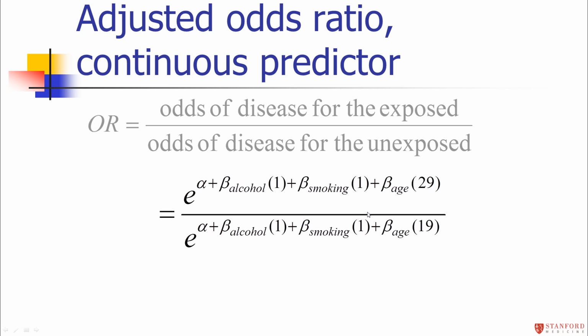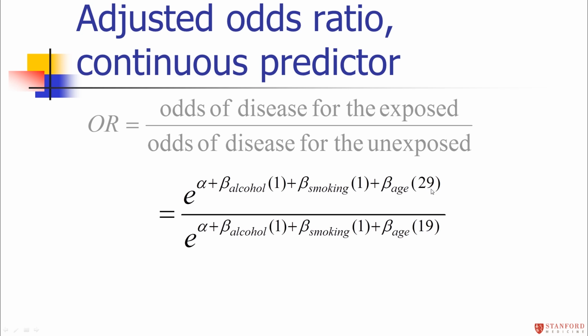If I want to compare in the numerator an older person, the odds of lung cancer for an older person, compared with the odds of lung cancer for a younger person in the denominator, this will give me the odds ratio for an increase in age. How much does age affect my odds of lung cancer? I'm again going to hold all the other variables in the model here, alcohol and smoking, fixed. So say I have two drinking smokers, and I'm comparing a drinking smoker who's 29 years old to a drinking smoker who's only 19 years old. That's a 10-unit jump in age.